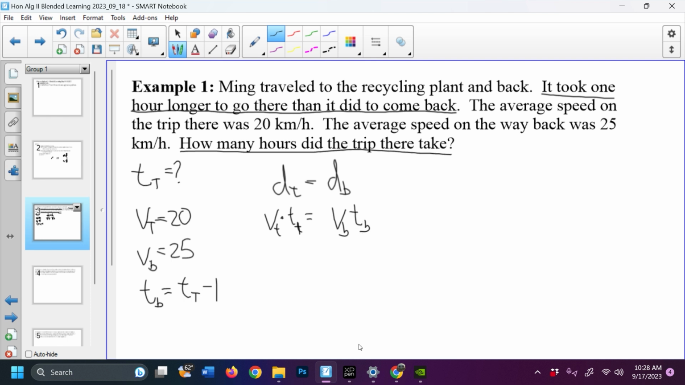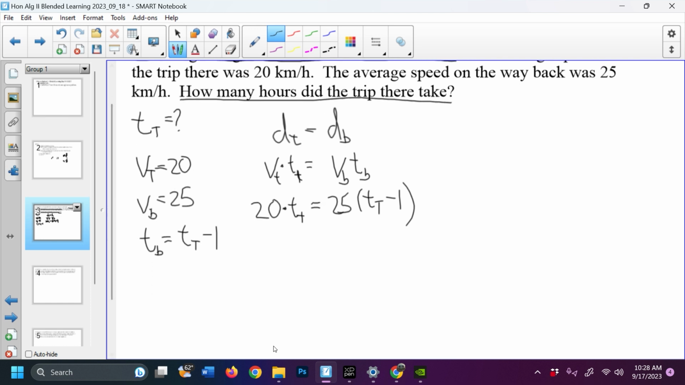Now I'm going to fill in the blanks with what I know. I know that this was 20. I know that the time there is what I'm looking for. When I solve for that variable, I know that I'm finished. I know that the velocity back was 25, and I know that the time back was equal to the time there minus 1. Now this just becomes a linear equation that I can solve fairly easily.